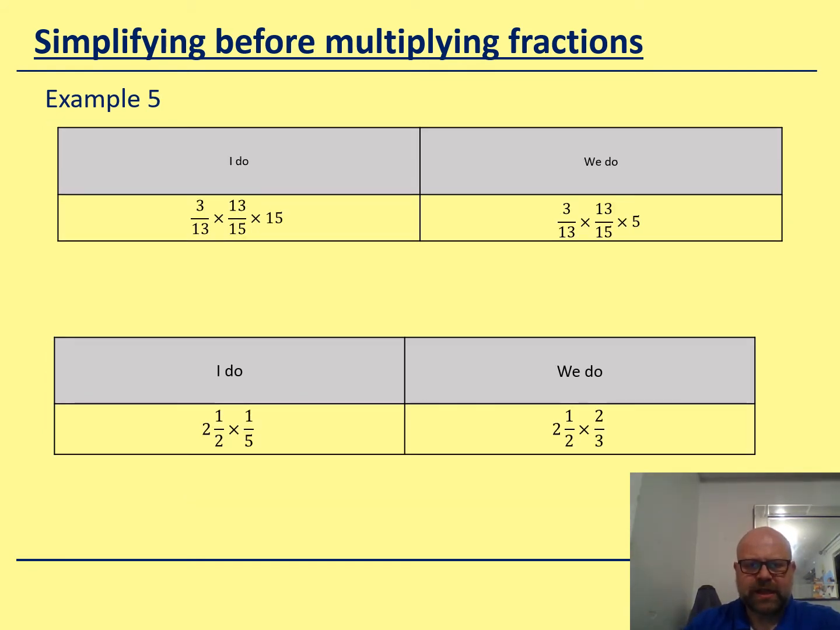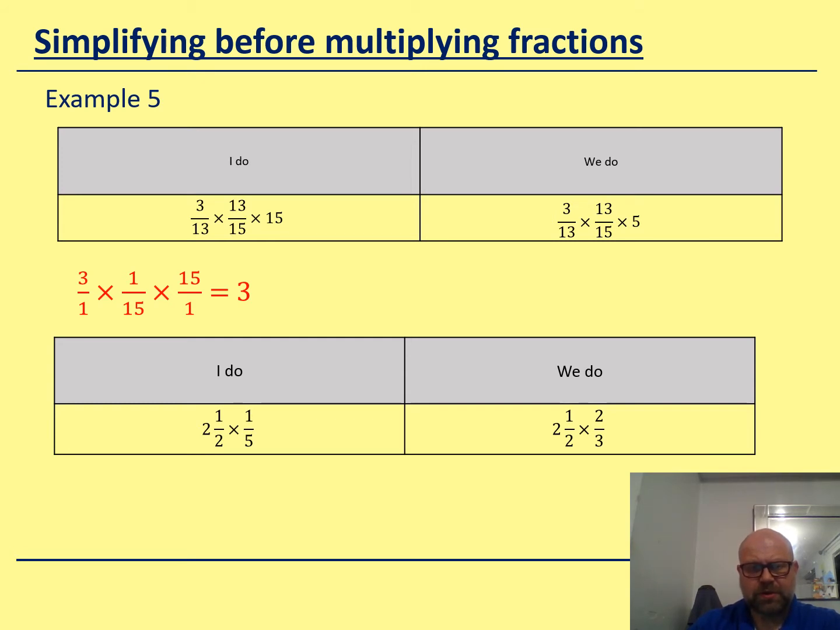Okay, on this slide we've got 3/13 times 13/15 times a whole number, which is 15. If you don't know, a whole number has a hidden denominator that we can't see. We can call it 15 over 1. So the 13 and the 13 will cancel, and the 15 and the 15 will cancel. That will leave us with 3 over 1 times 1 over 15 times 15 over 1. And then the 15 and the 15 will cancel, so the answer is 3.